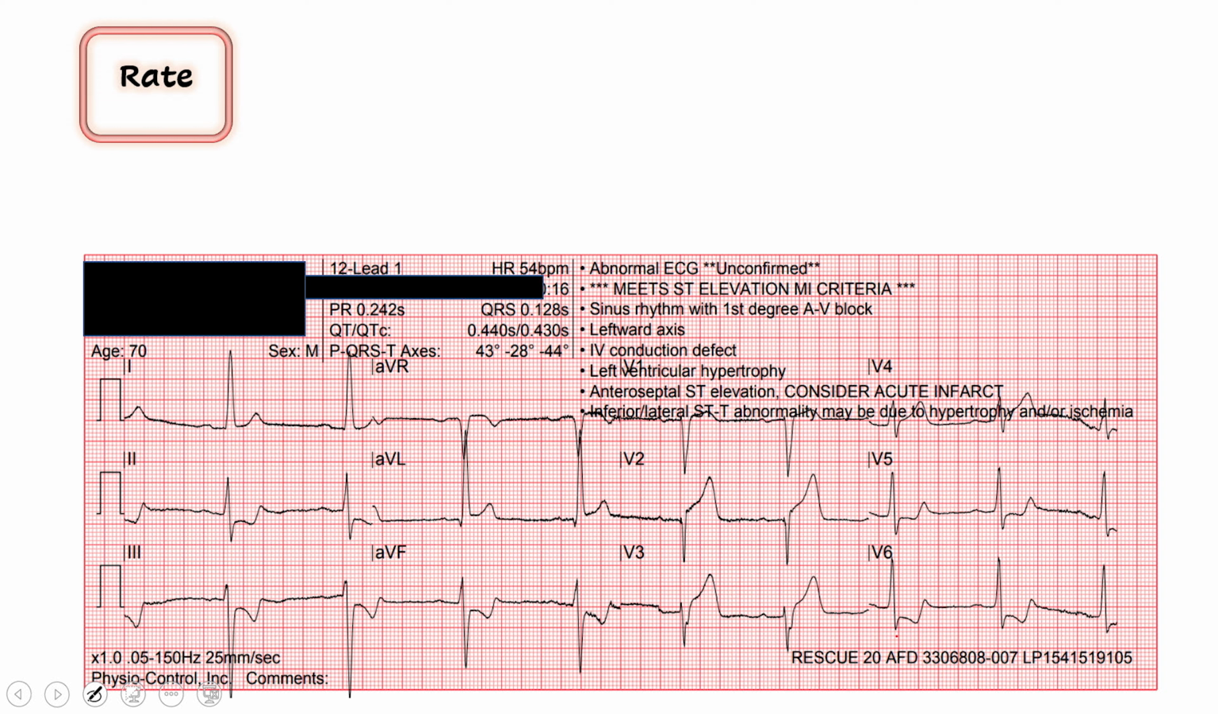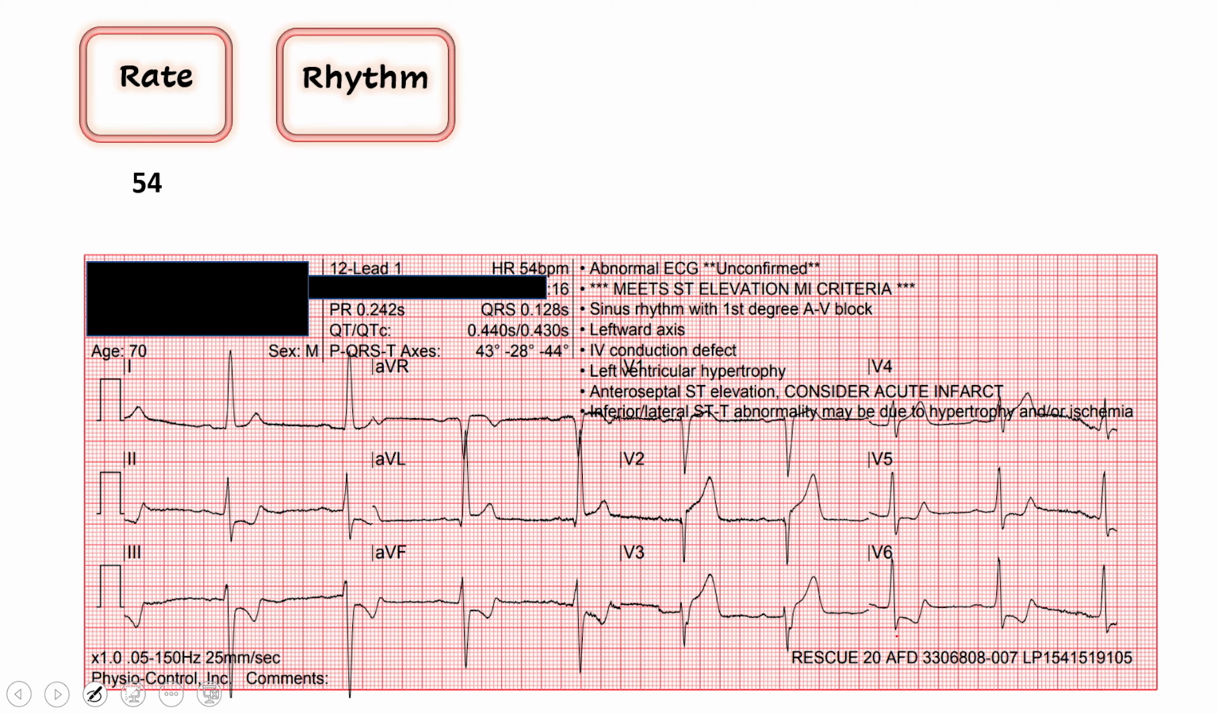We start with our rate. So I usually let the computer do the work. We've got a rate of 54. I'm just going to confirm that with my eyes here. Find a QRS complex that matches up with a thick red line. Then we count down 300, 150, 100, 75, 60, and then we're below 60, between 40 and 60. I'd agree, somewhere around 54. So we'll call our rate 54.